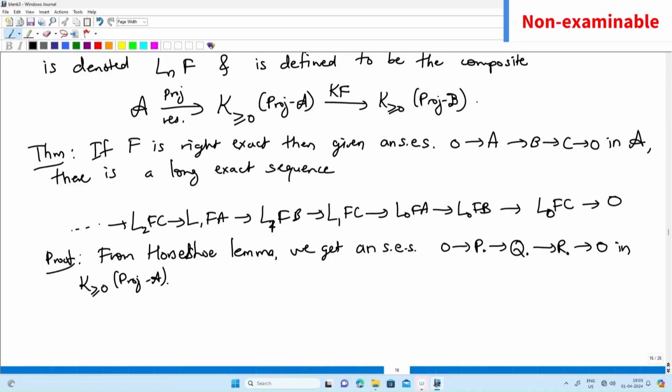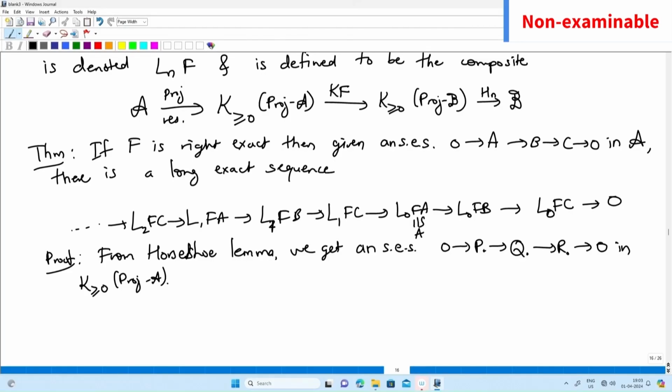Oh, right. Hn to B. Yes. Okay. Thank you. So this is a short exact sequence. Therefore, you apply the long exact sequence of the theorem that we proved at the beginning of this lecture to this sequence, and then you get this. The important point to observe is that this is isomorphic to FA, this is isomorphic to FB, and this is isomorphic to FC. And this 0 is happening because it's a right exact functor.